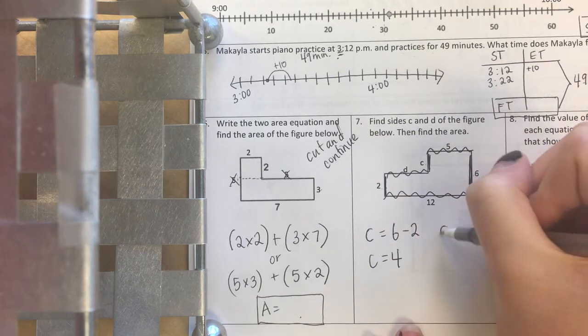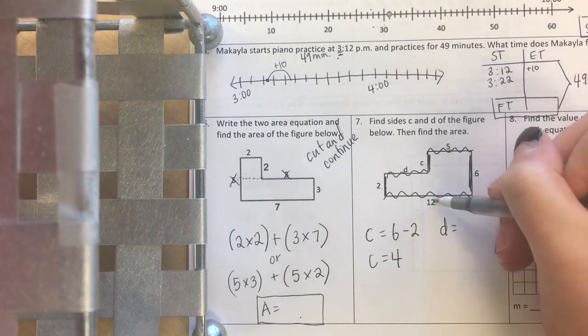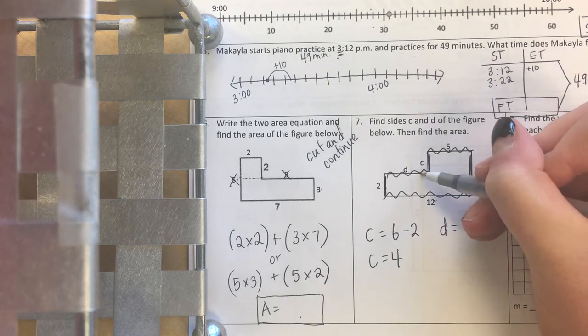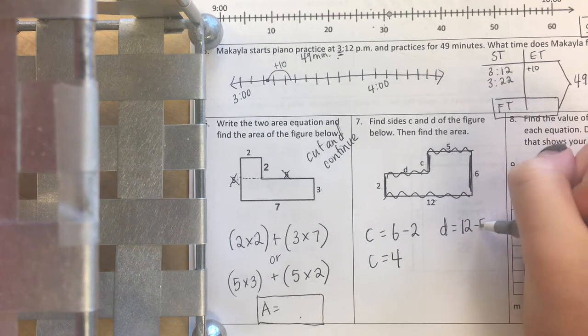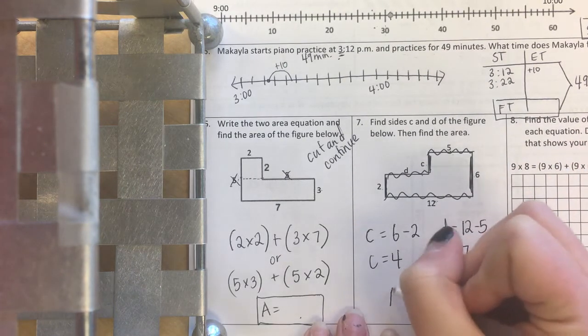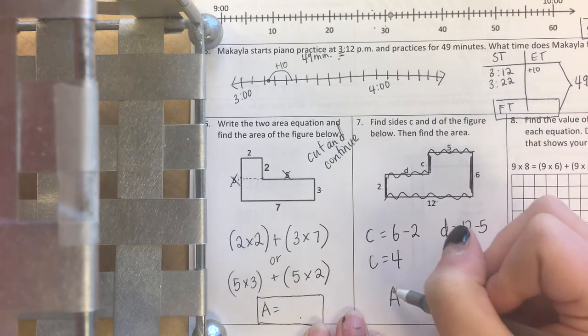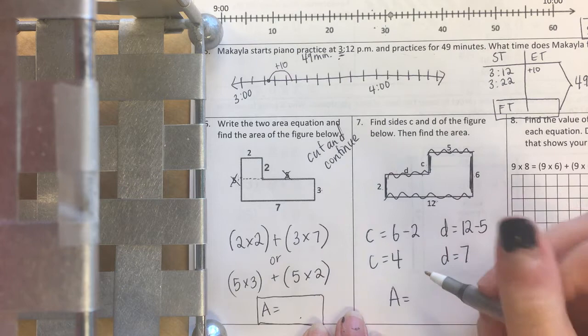So C equals 4. D is on a squiggle side, so I'm going to use my other two sides to help me out. Again, it's on a shorter side, so we're going to use subtraction. D equals 7. Students should then use the missing sides to do their cut and continue, and then find their area.